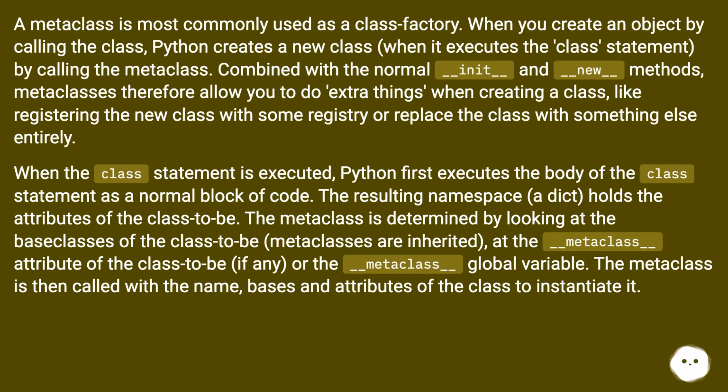When the class statement is executed, Python first executes the body of the class statement as a normal block of code. The resulting namespace, a dict, holds the attributes of the class to be. The metaclass is determined by looking at the base classes of the class to be. Metaclasses are inherited at the __metaclass__ attribute of the class to be, if any, or the __metaclass__ global variable. The metaclass is then called with the name, bases, and attributes of the class to instantiate it.